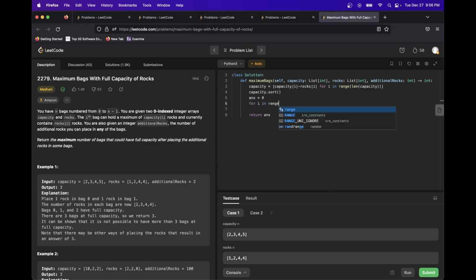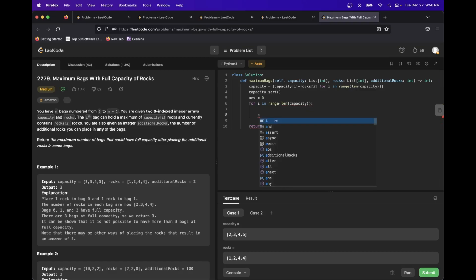For i in range length capacity, first off, we kind of want to say fill each bag. So additional rocks minus equals capacity at i. And then ans plus equals 1.